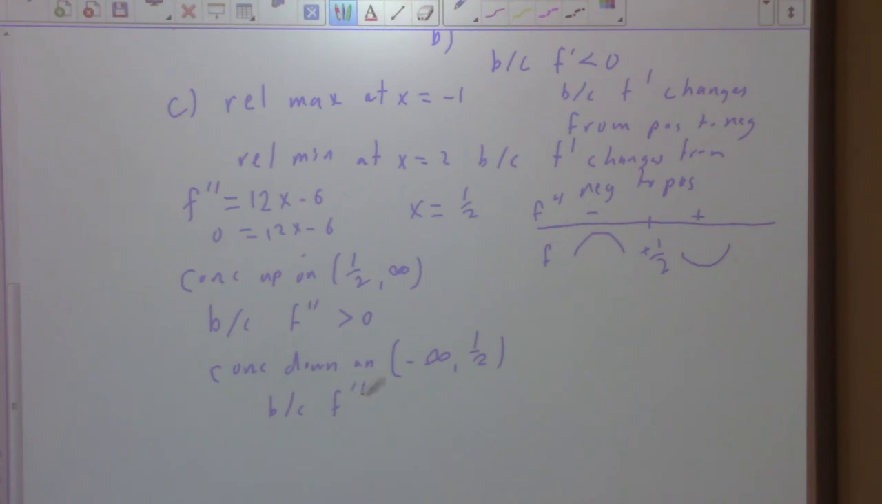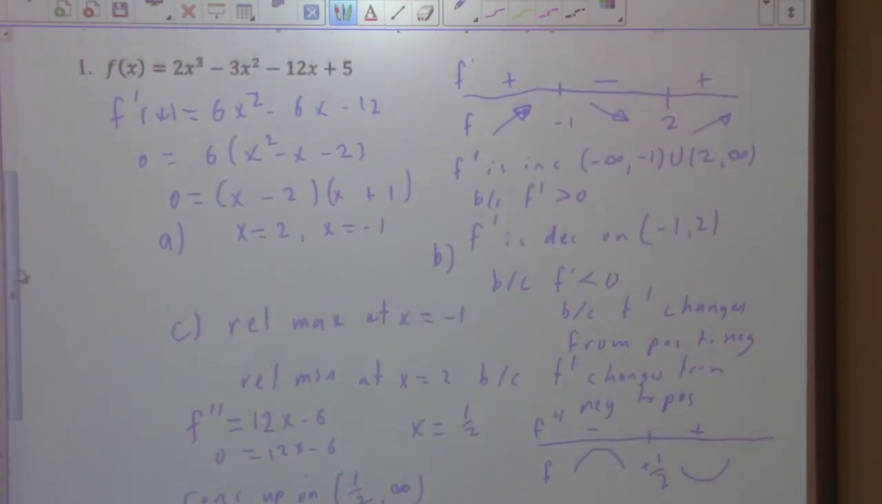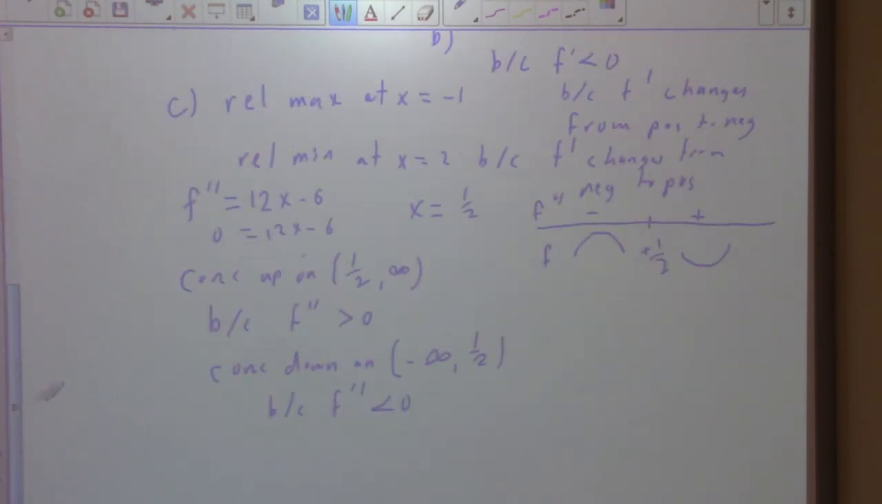F double prime is less than 0. And what does it say the last thing is? Point of inflection at x equals 1/2, because f double prime changes from negative to positive.